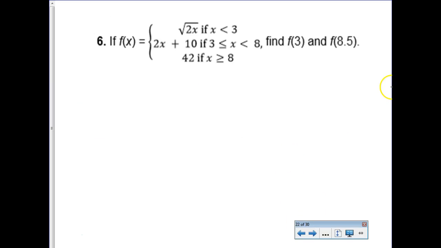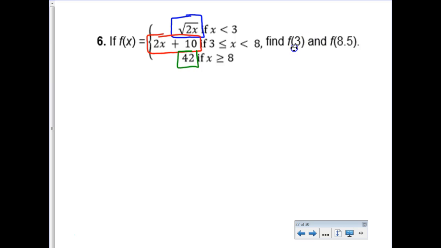All right, more piecewise fun. So we have 3 pieces to this particular function. This first piece is used when your x's are less than 3. This middle piece is used if your x's are between 3 and 8, when equal to 3 but not equal to 8. And then this last function is weird. It's just a constant 42 if your x's are greater than or equal to 8.